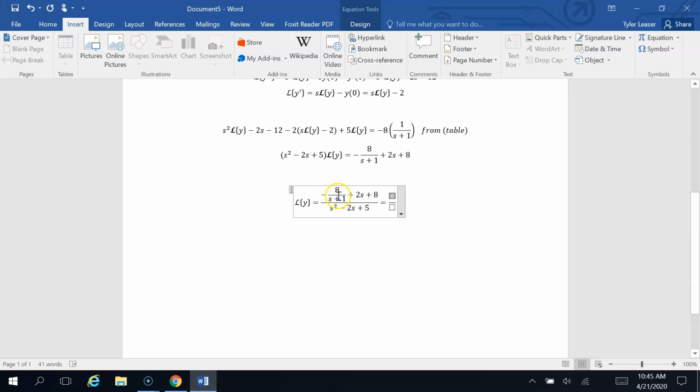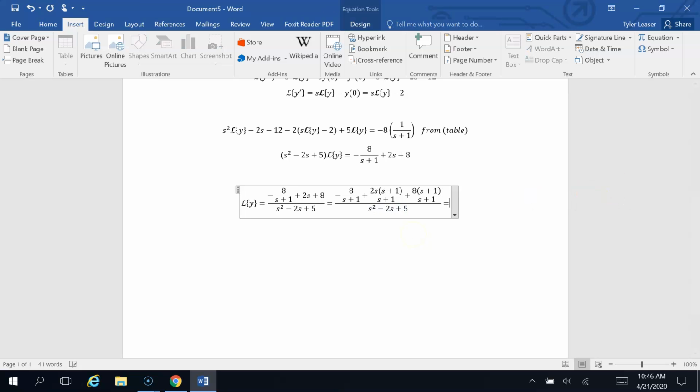So all of these need to have that denominator of s plus 1. So I'll leave the first one alone, the negative 8 over s plus 1, plus, then we're going to have a 2s times s plus 1 divided by s plus 1. Plus, then we're going to have an 8 times s plus 1 divided by an s plus 1. So this is just getting all of these terms in the numerator to have that same denominator. That way we can combine them all together. Okay, so just adding all of the numerators together.